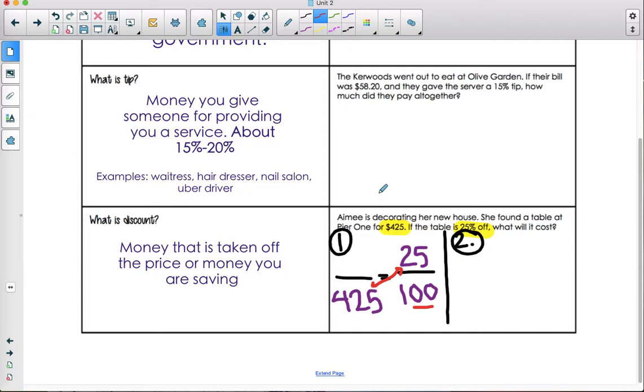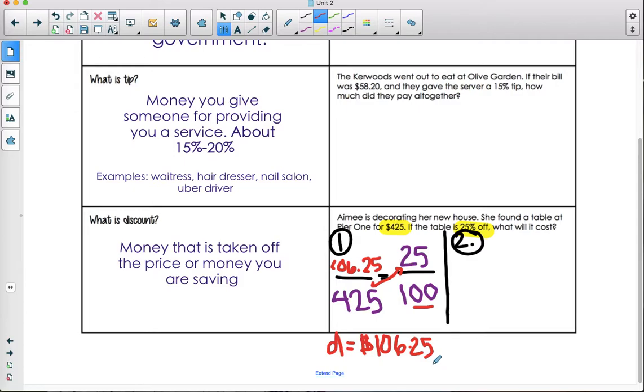Okay, so 425 times 25 equals 10,625 divided by 100, and I got $106.25. Okay, so that means that is the discount. So we'll just go ahead and put D for discount is $106.25. Now, that tells us how much money we're saving.